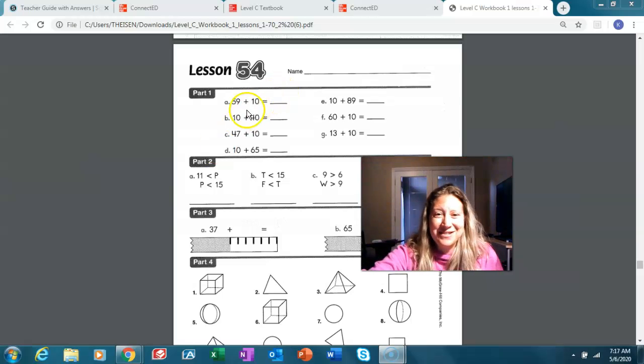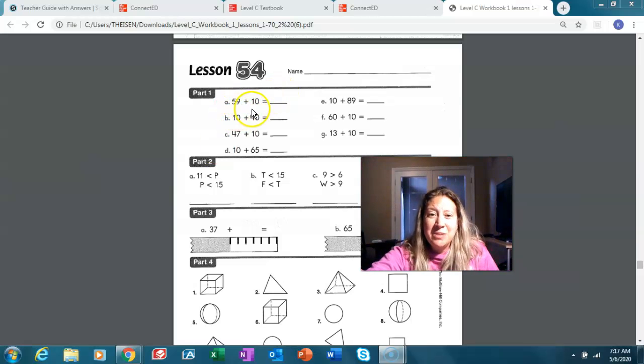Okay, let's check the answers. So 59 plus 10 is 69. 40 plus 10 is 50. 47 plus 10 is 57. 10 plus 65 is 75. 10 plus 89 is 99. 60 plus 10 is 70. 13 plus 10 is 23. Good job, boys and girls.